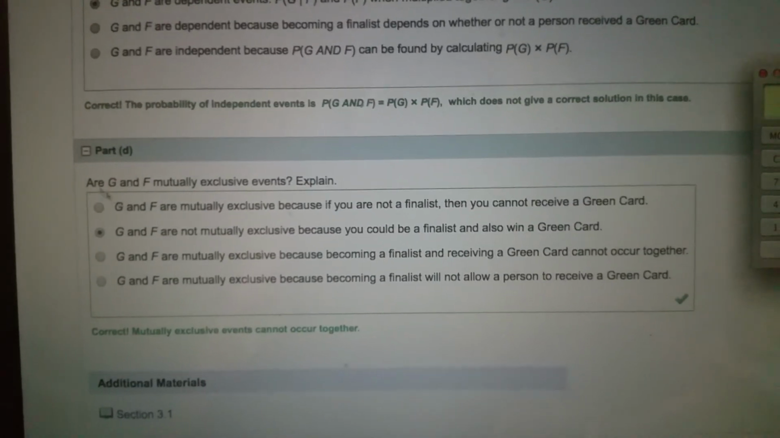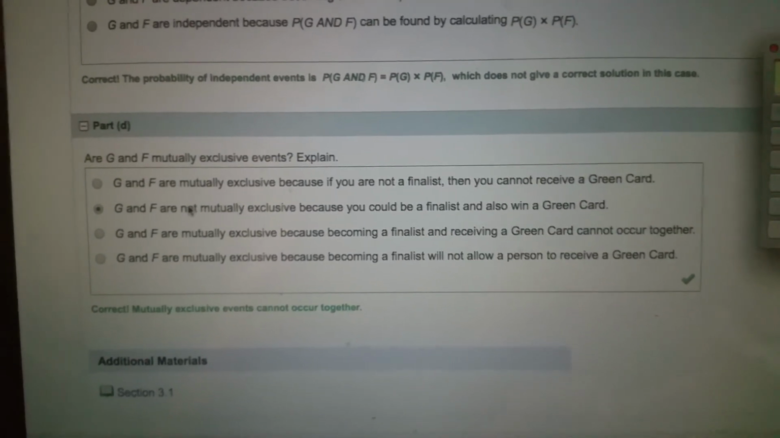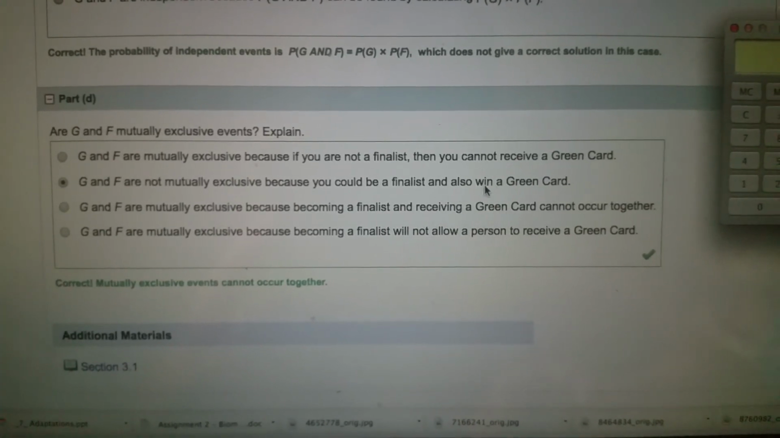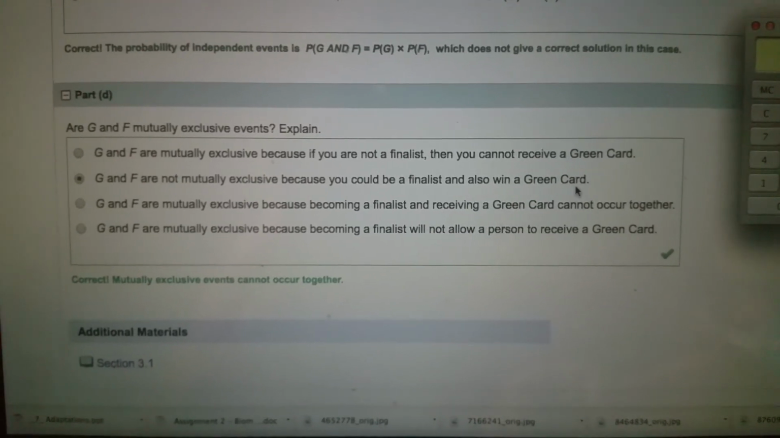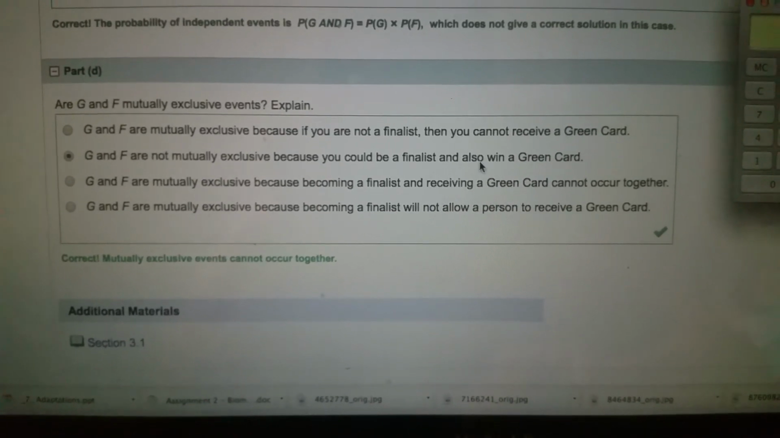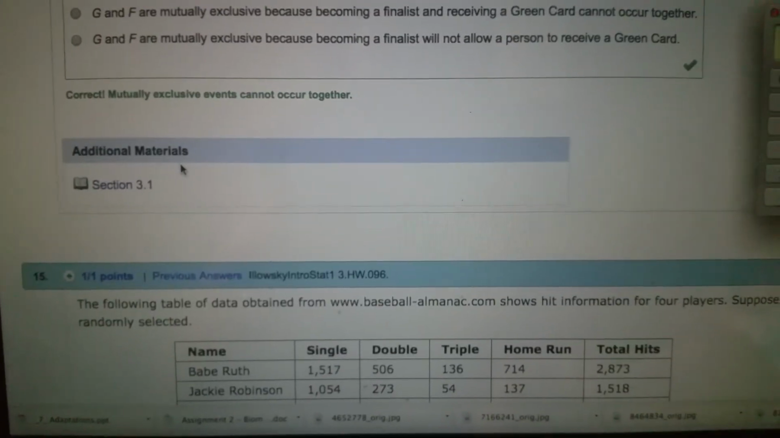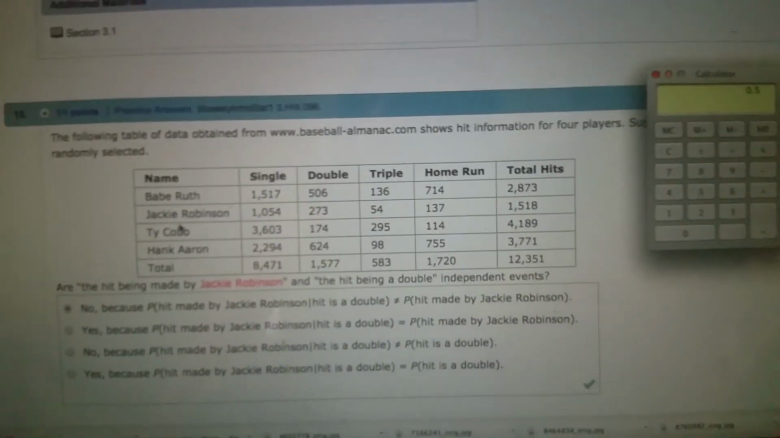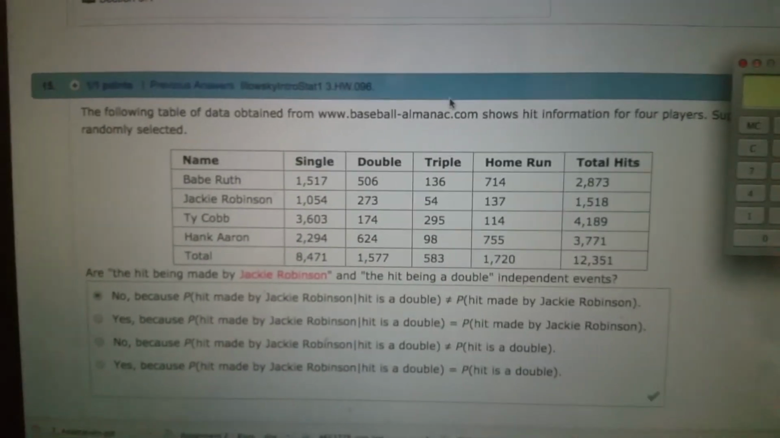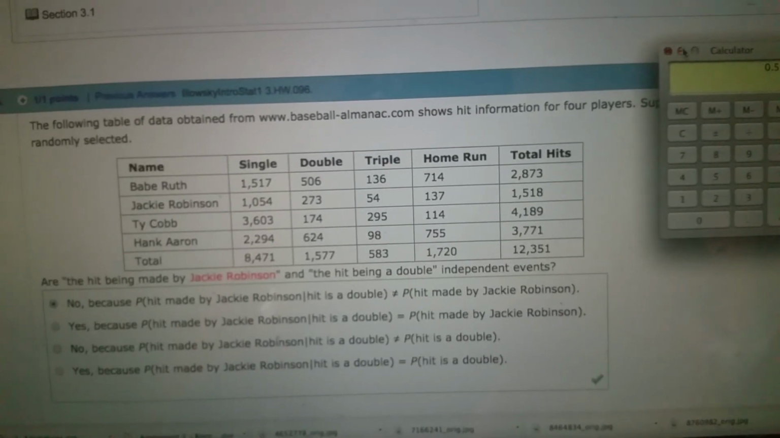Okay. Are G and F mutually exclusive events? G and F are not mutually exclusive because you could be a finalist and also win a green card. And we also know that G and F, when we're looking at it, is 55,000. So no, couldn't be because it doesn't equal 0. Alrighty. The next one, how hard is this one? We'll do one more for this video because we're kind of running over time, because those ones are a little bit more complicated. Okay, so we've got 15.